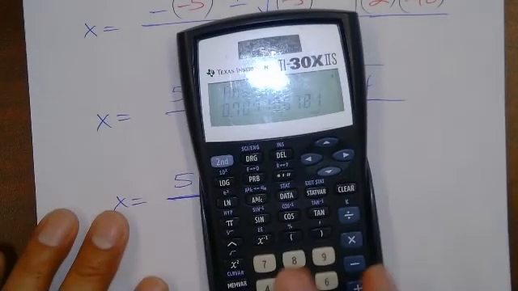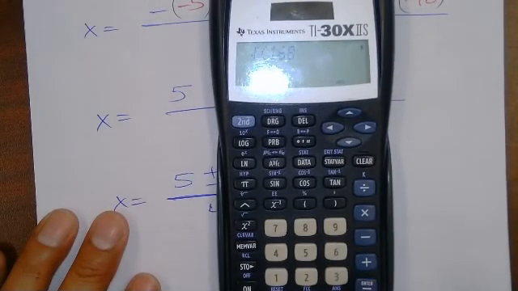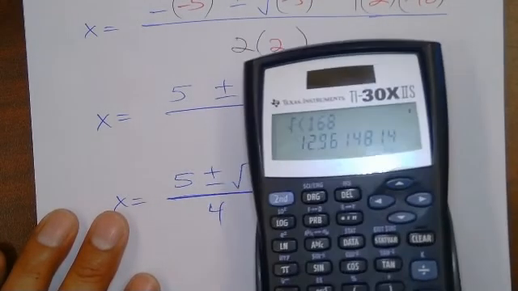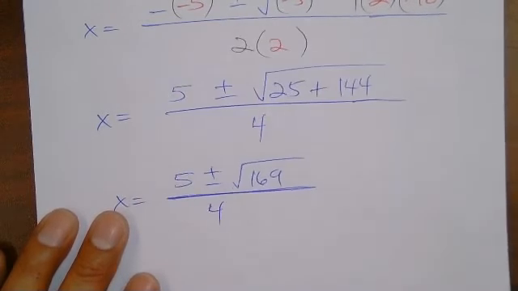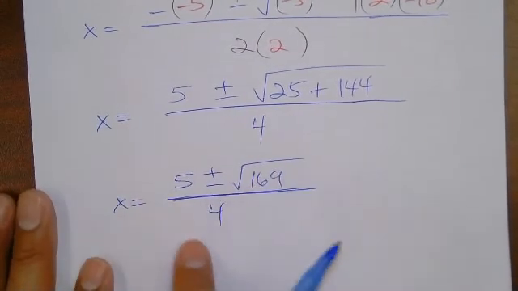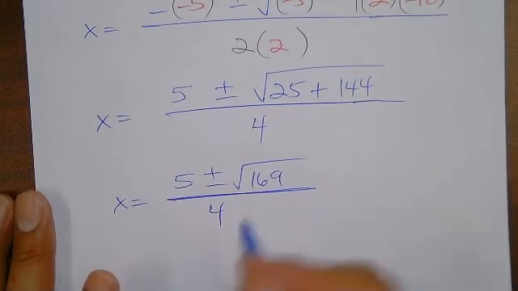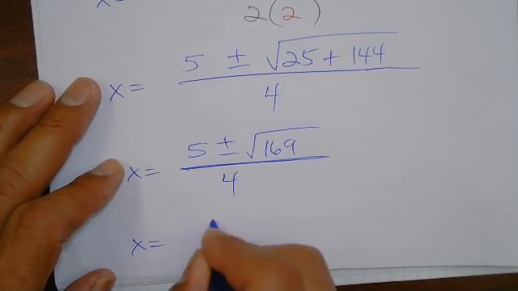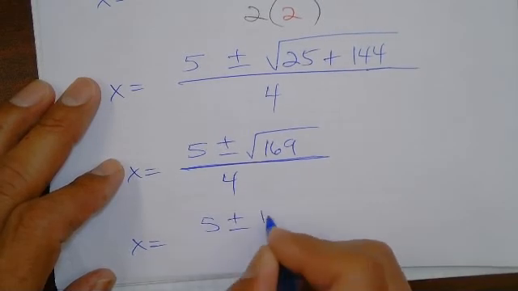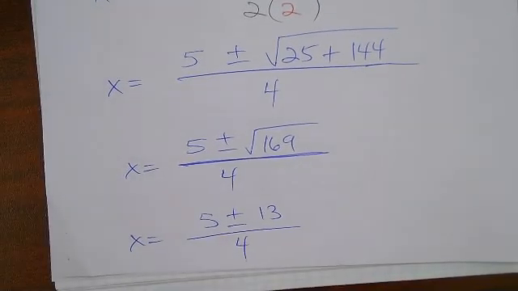Now, let me tell you something. If it did not have a perfect square root, here's the best part: how will you know? Let's say it was 168. If it doesn't have a square root, how will you know? Because it'll have a bunch of decimals like that. If it doesn't have a square root, then you would stop right here and the answer would just look like this. Just leave it like that, okay? But if this one does, we're going to continue.